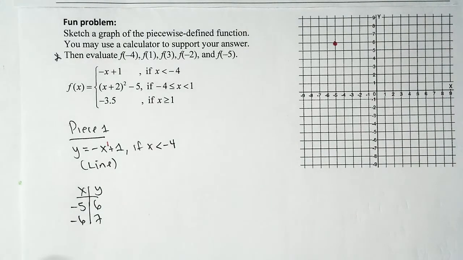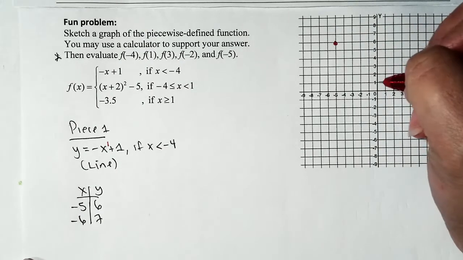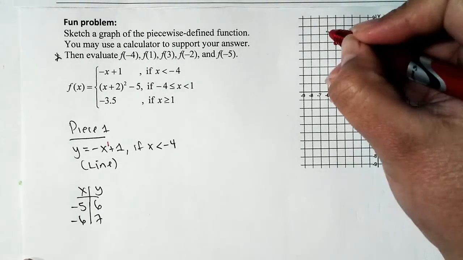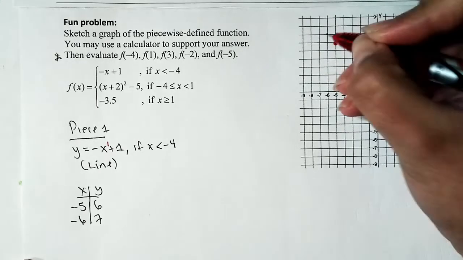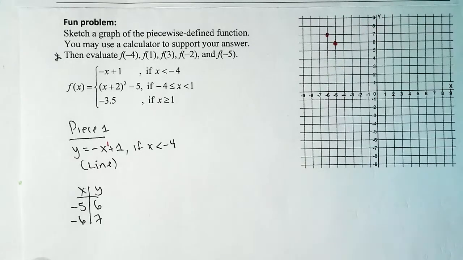So we go 6 to the left, and then 7 units up. So that's 6. Oh, my hand is in the way. I think I did it right. Let me know if I didn't. Cool. So then we're going to take our straight edge and connect those 2 points.